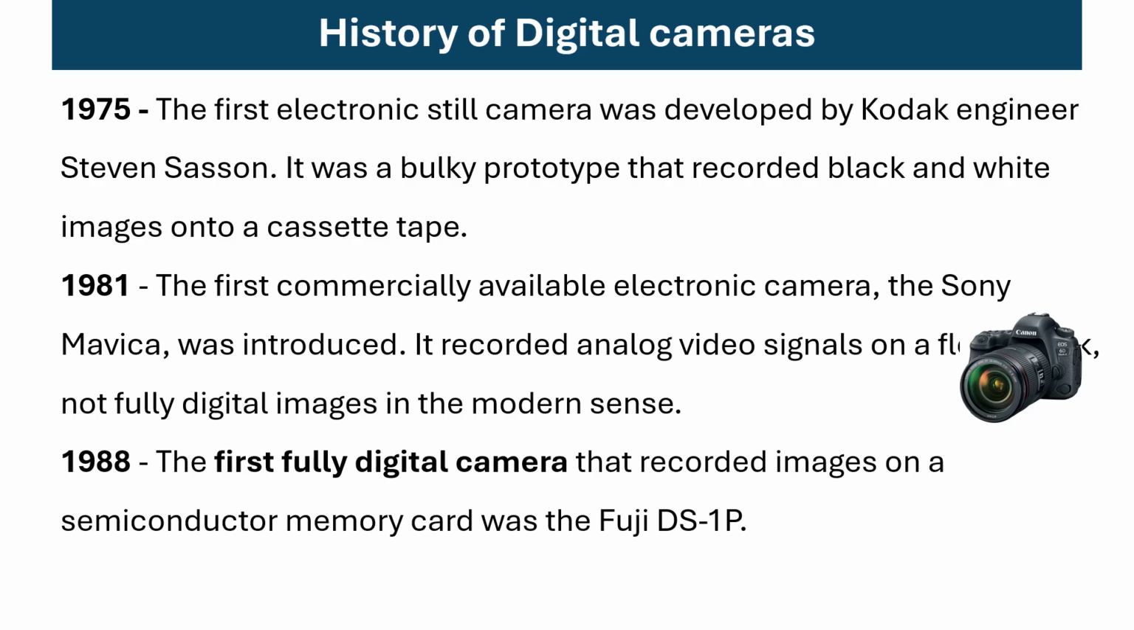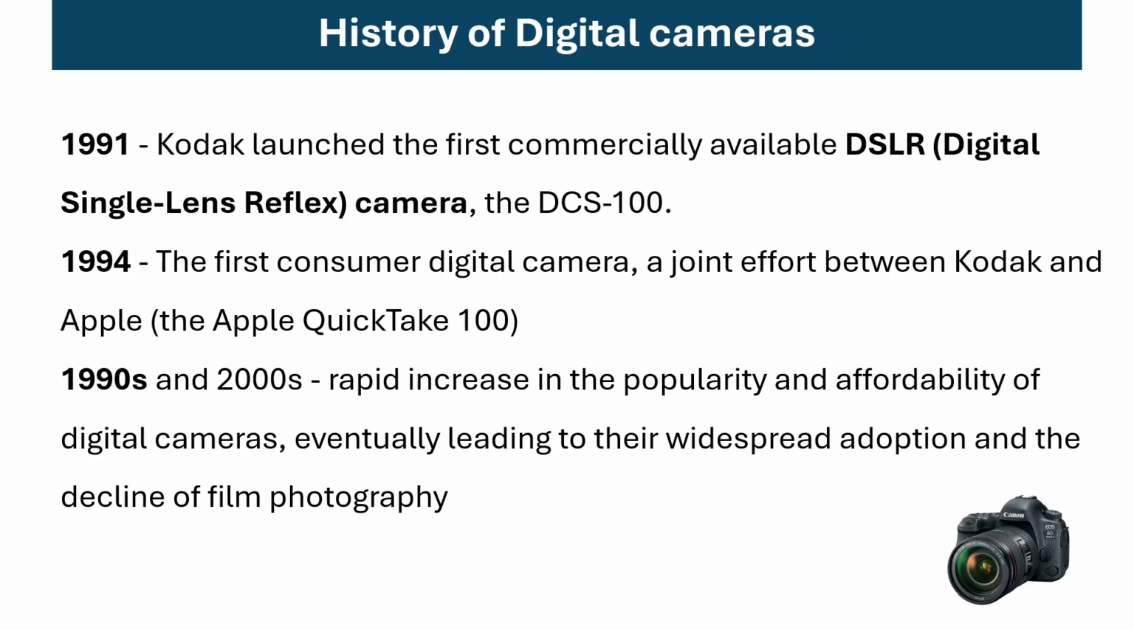The first fully digital camera was introduced in 1988. It recorded images on a semiconductor memory card. This was the Fuji DS1P. In 1991, Kodak launched the first commercially available digital single lens reflex, or DSLR, camera. Okay, this one was called the DCS100. In 1994, the first consumer digital camera came from a joint effort between Kodak and Apple. Okay, they introduced their camera, which was the first consumer digital camera.